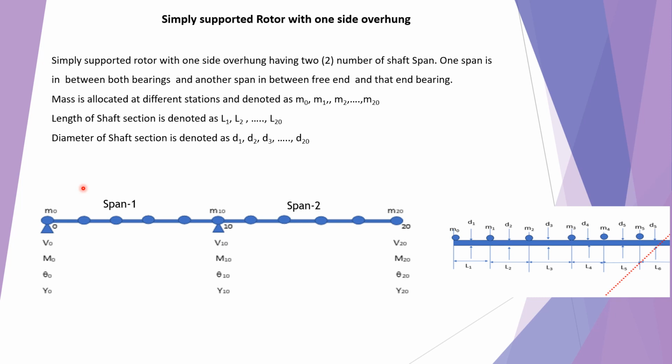Mass is allocated at different stations and denoted as M0, M1, M2 up to M20. The length of each shaft section is denoted as L1, L2 up to L20. Similarly, the diameter of each shaft section is denoted as D1, D2, D3 up to D20.